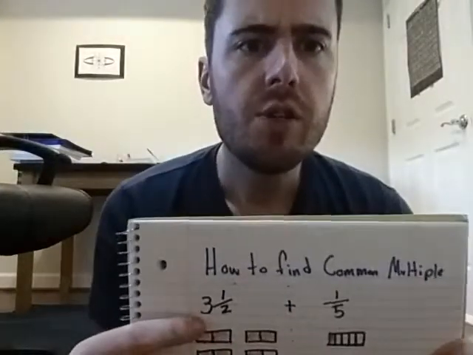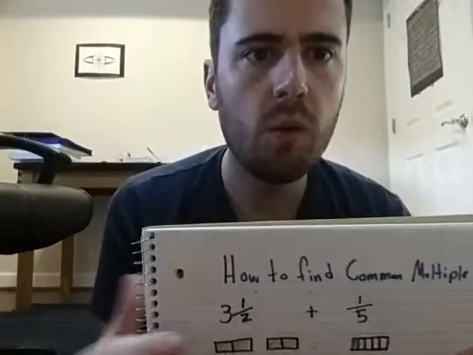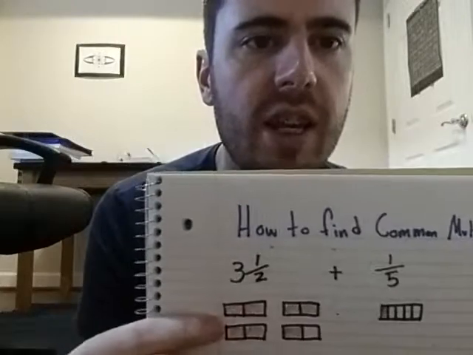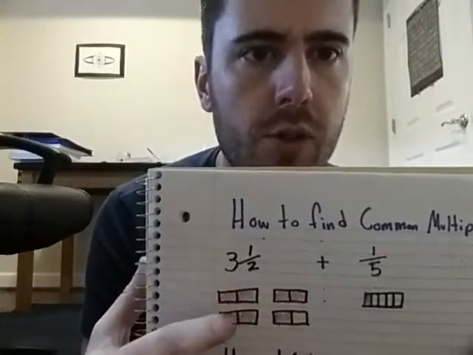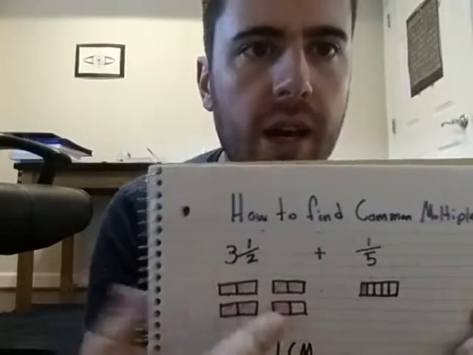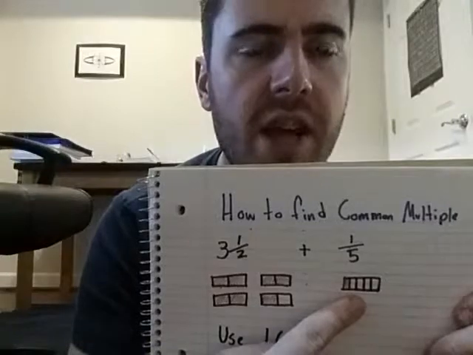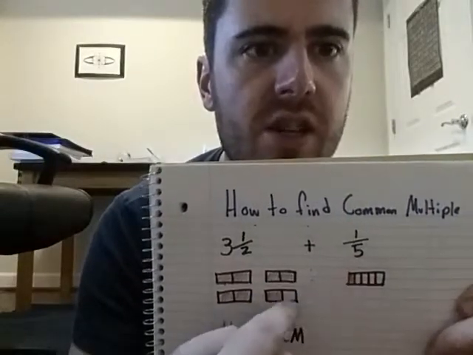Okay, so we're looking here at 3 1/2, and we're adding 1/5. And as you can see here, I've drawn a representation to show 1, 2, 3 wholes plus 1/2. Now looking over here, I'm trying to add 1/5. Now, as you can see, the size of the pieces are different.